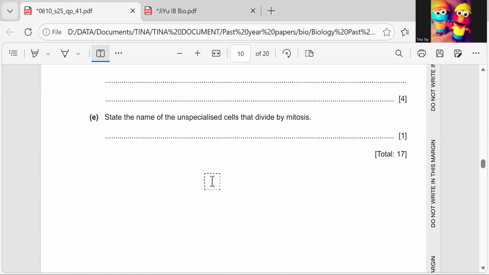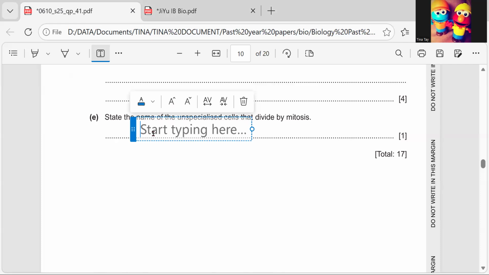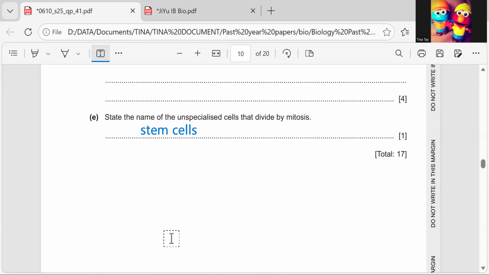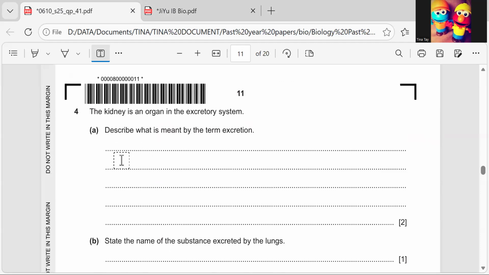State the name of unspecialized cells that divide by mitosis. Stem cells. Literally, that's the definition. Describe what is meant by the term excretion. Removal from the body of substances, metabolic waste, and substances in excess.